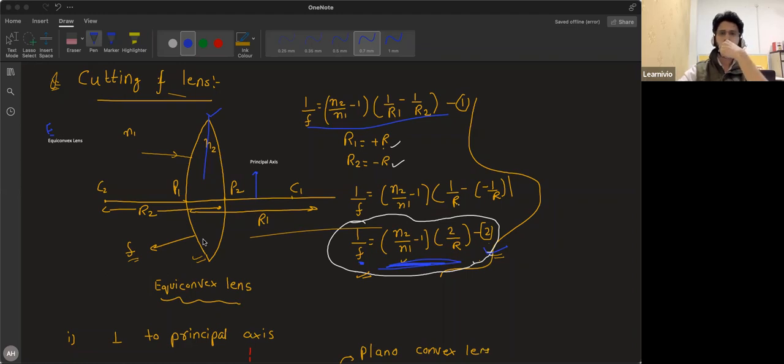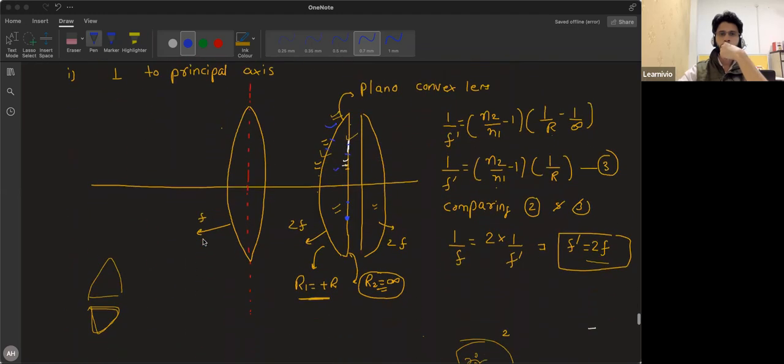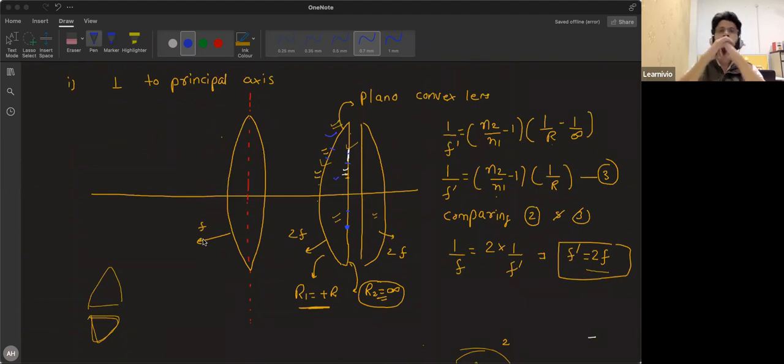Can I scroll it? Yes, sir. Miraj, is it clear how this focal length will become double? Yes, sir.